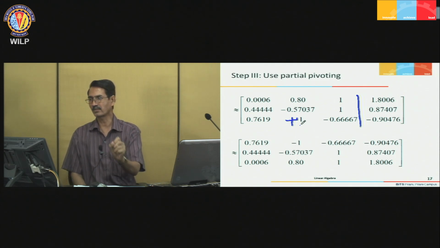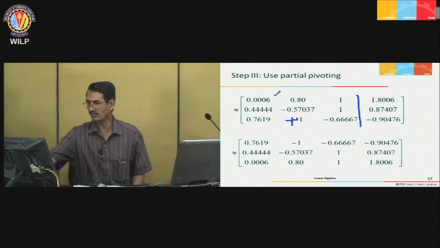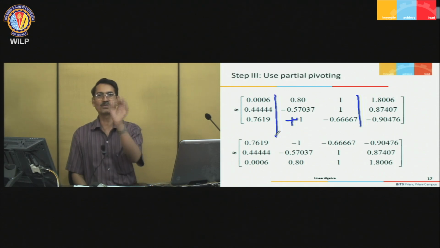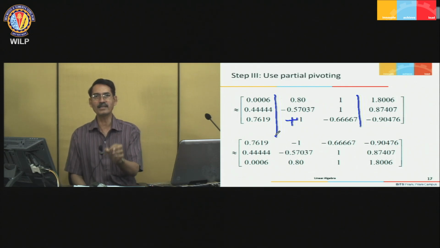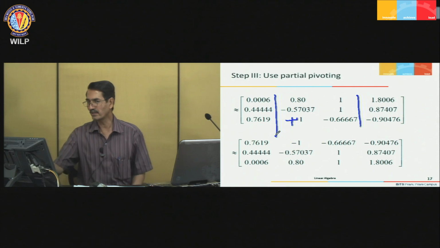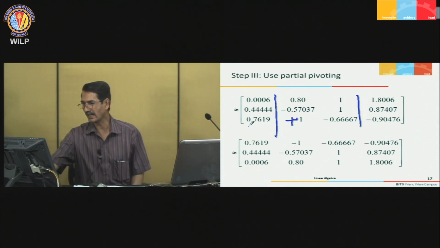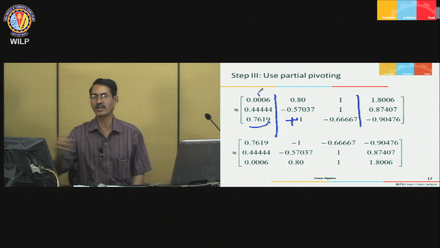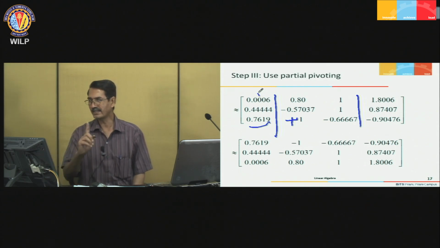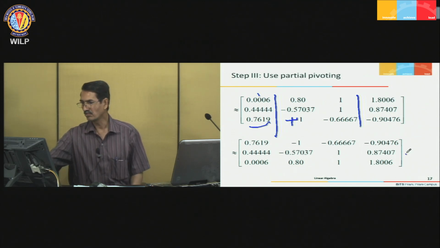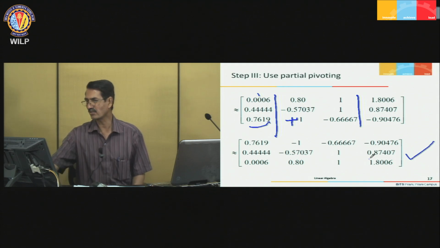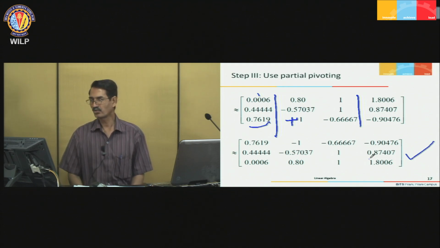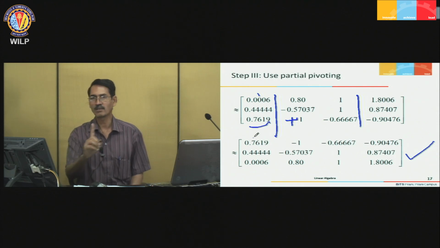Doing the partial pivoting means what? Look at the first column of the matrix. Which one is numerically largest? That will be your pivot element, and bring that element to the position of A11. Which one is it? Look at here, 0.7619. This is numerically largest. Therefore, it has to come to this position of A11. So, interchange the first and third rows. When you interchange the first and third rows, this matrix has been obtained. So, now 0.7619 is our pivot element.